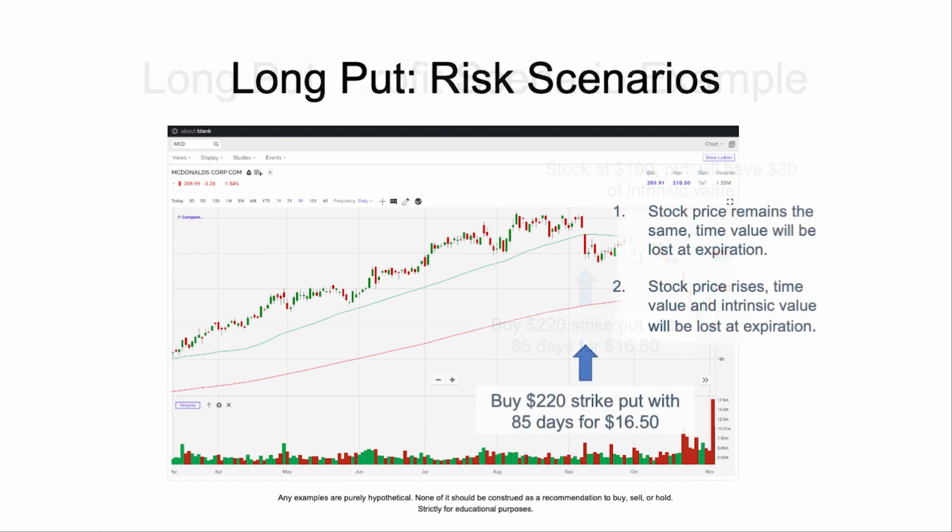So what would a risk scenario be for a long put trade like this if we bought the 220 strike put? Once again, if the stock price remains the same, doesn't go up or down, then the time value in our premium will be lost at expiration. But if the stock price does rise, at expiration, we will have lost all the time value and any intrinsic value that would be lost due to the rise in stock price.